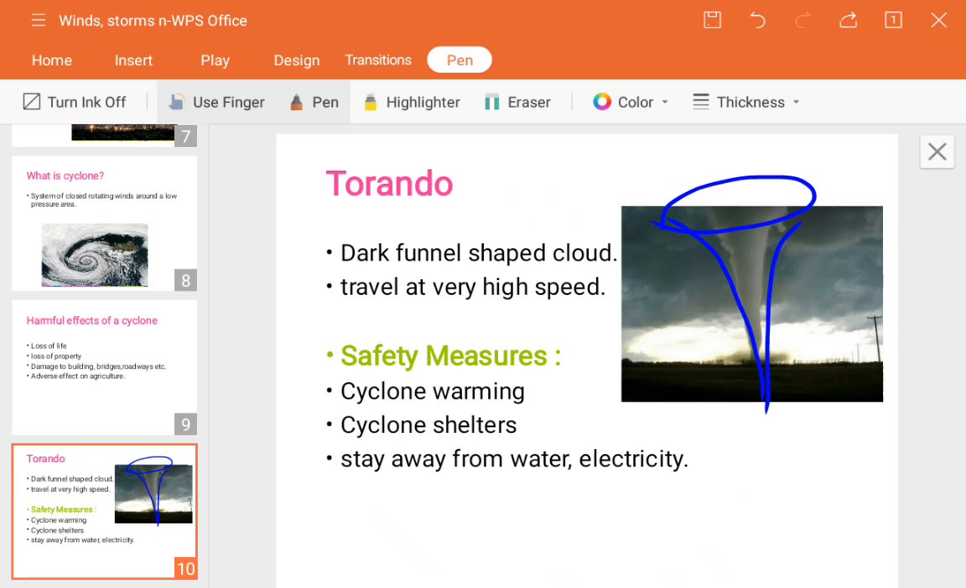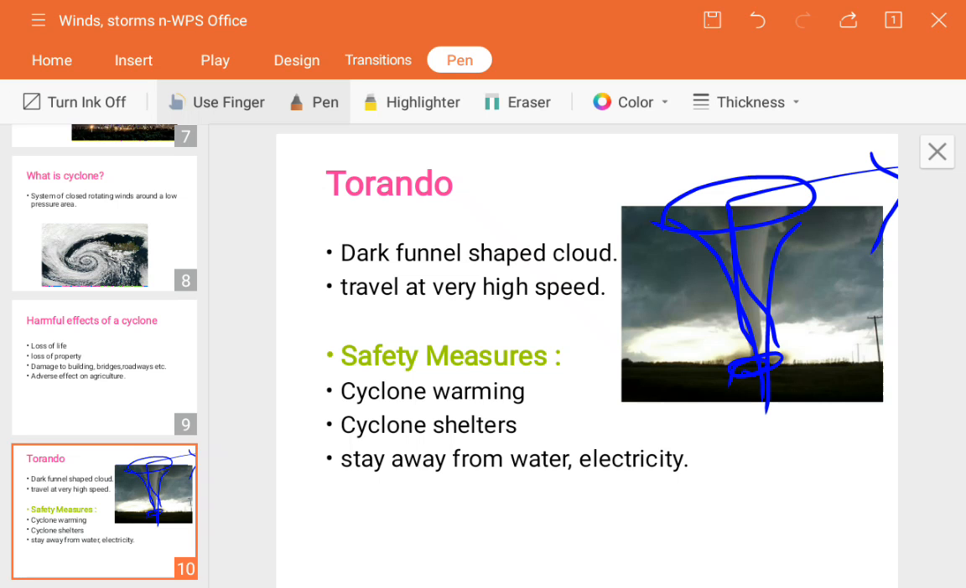And it sucks in debris. Sucking debris means whichever dust, dirt, and particles are there get sucked in at the bottom and thrown out at the top. From there, to the top, they throw everything out. Its diameter ranges from a meter to a kilometer. So its range can vary from a single meter to a kilometer.